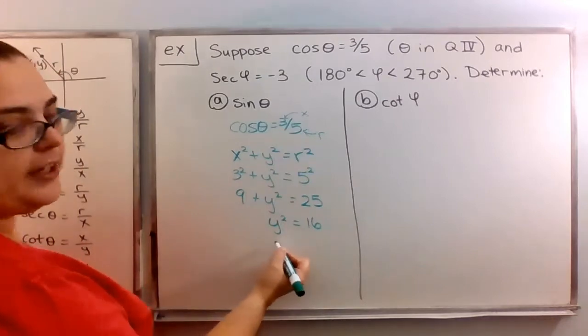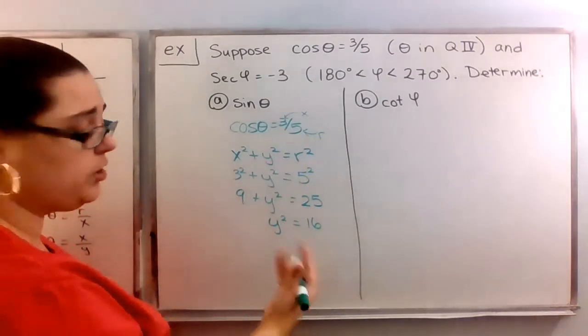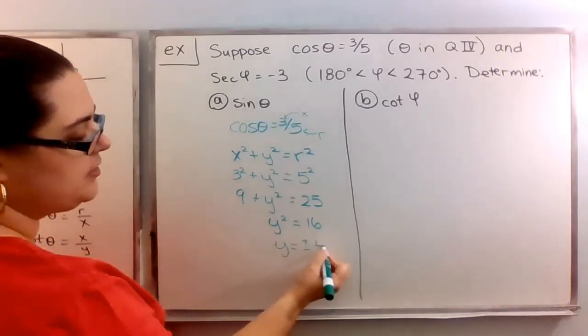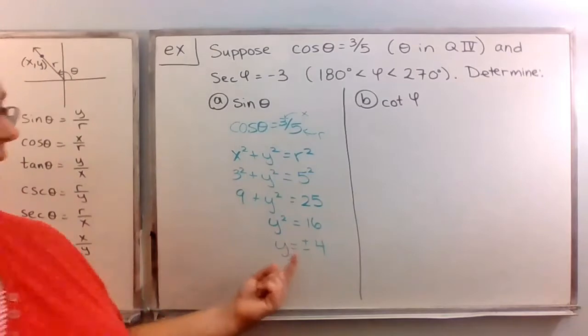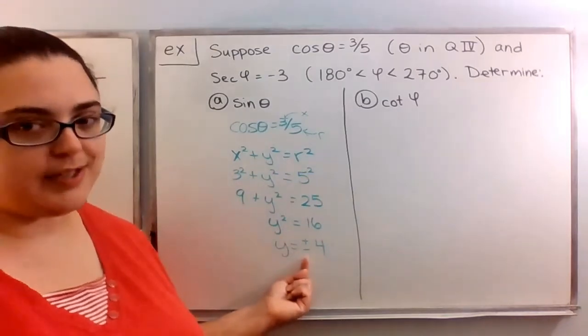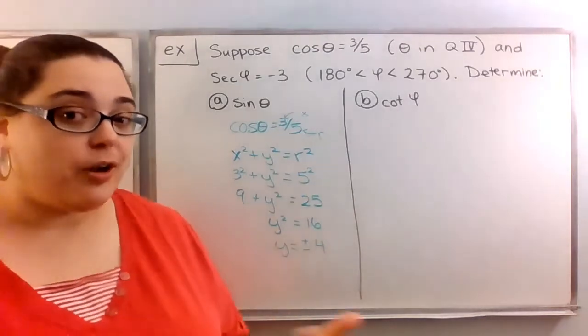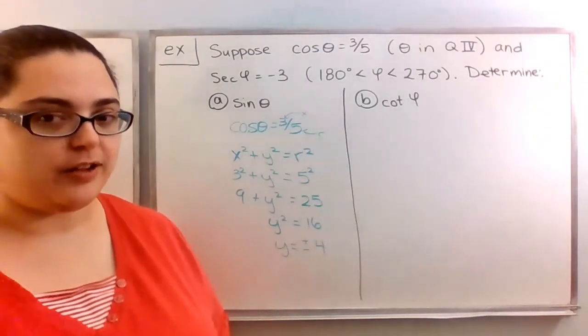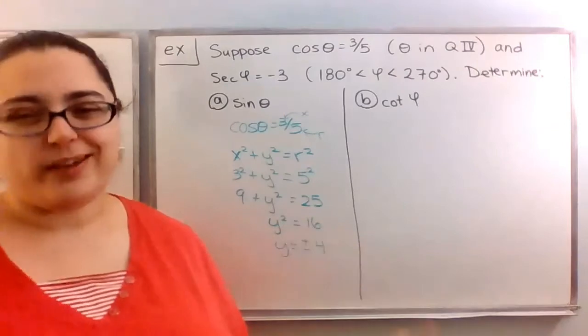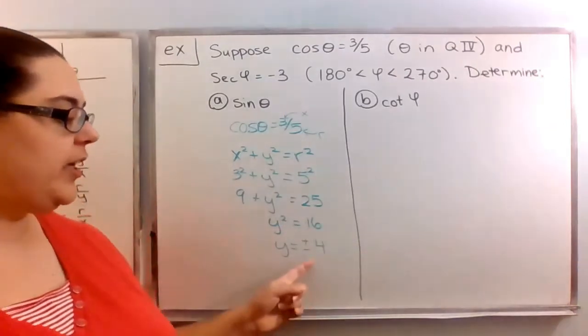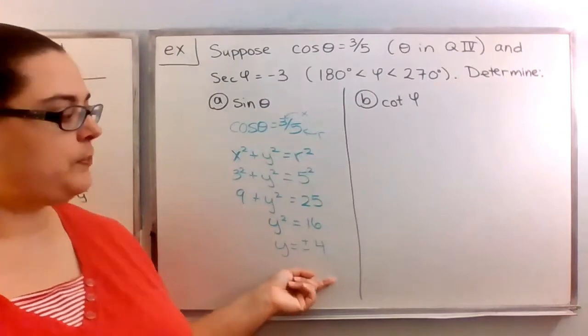And be very, very careful here. This is like common mistake alert. Y is plus or minus 4. So we have to make sure that we're including this plus or minus here when we're solving for y. This is because y could be either a positive or a negative value. If we were solving for r, we know it's going to be positive. But when we're solving for x or for y, we could get either a positive or a negative.